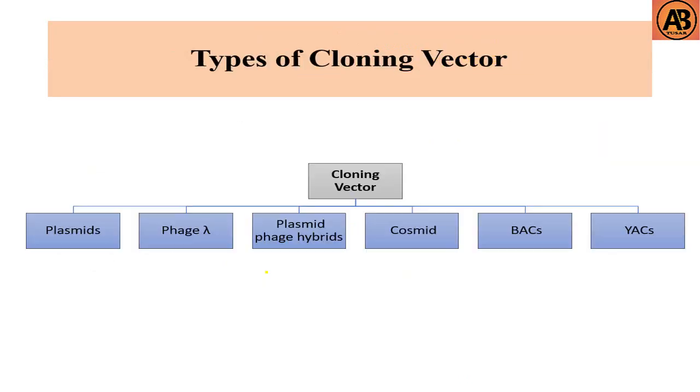So then, what are the types of cloning vector? Cloning vectors are mainly six types. The first one is plasmids, then phage lambda, plasmid phage hybrids, cosmids, BAC, and YAC. So in this video we are going to learn these types of cloning vector briefly. So let's get started. First one is plasmids.